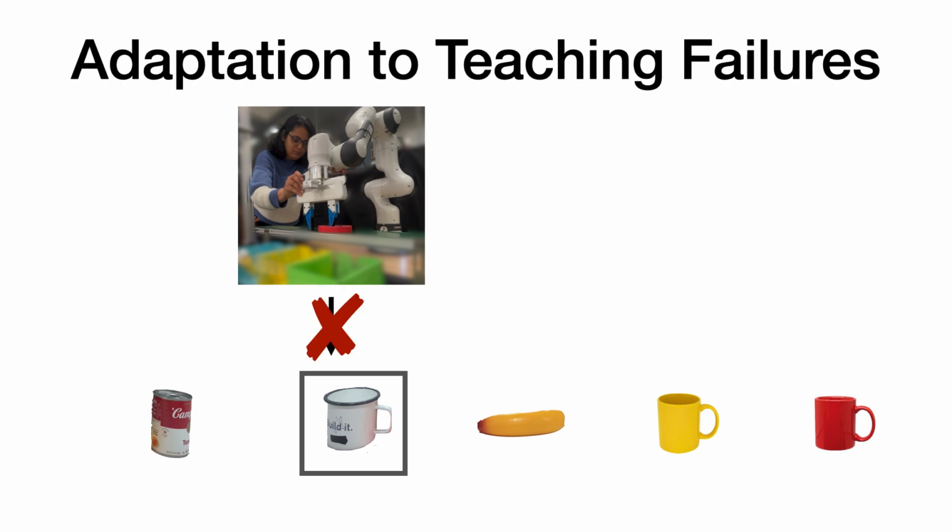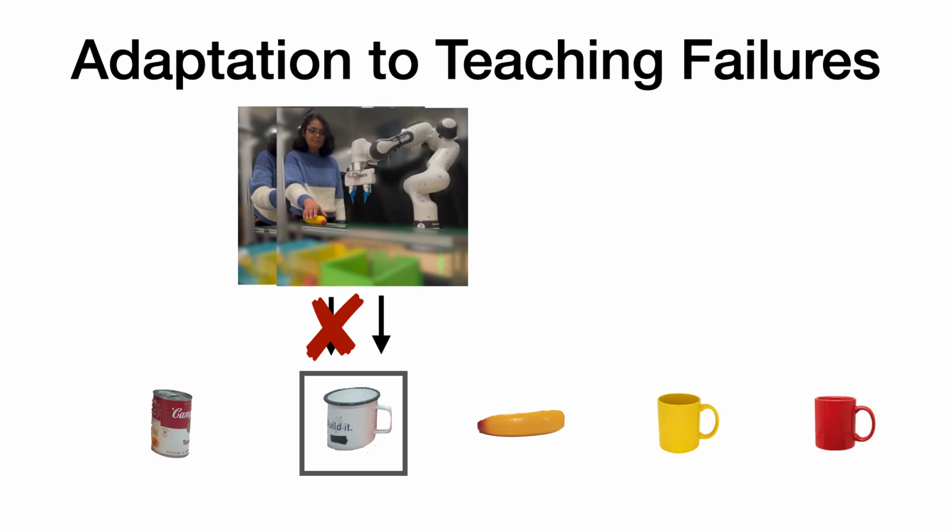However, failures in teaching do happen. Our perception system struggled with this shiny white mug, and COIL responded to this failure by revising its plan on the fly and assigning it to the human operator to complete the task.